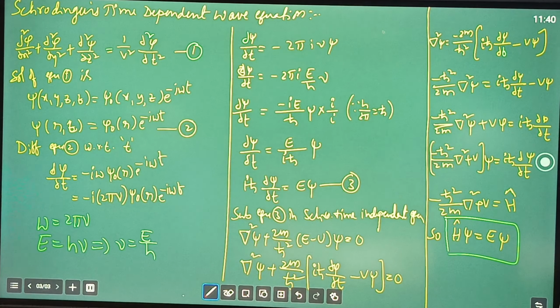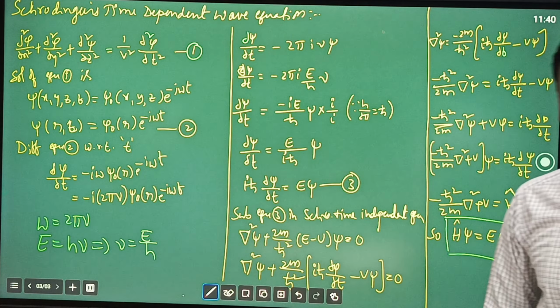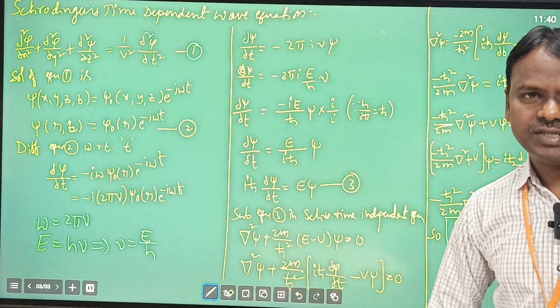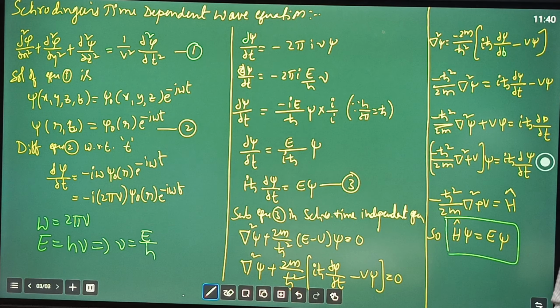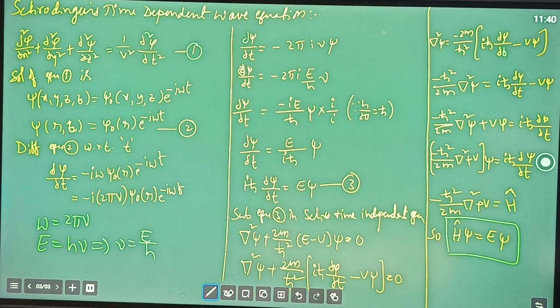time dependent wave equation. Previous class lo Schrodinger time independent wave equation gurinchi మనం స్టడీ చేసాం, derive చేసాం. Now we are going to see Schrodinger time dependent wave equation.